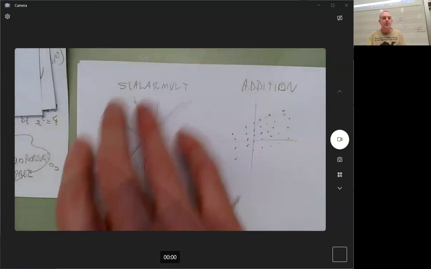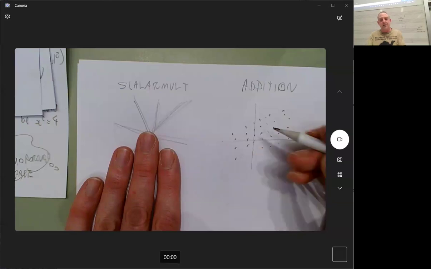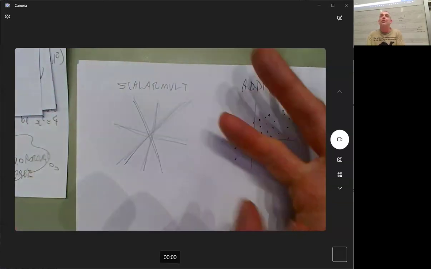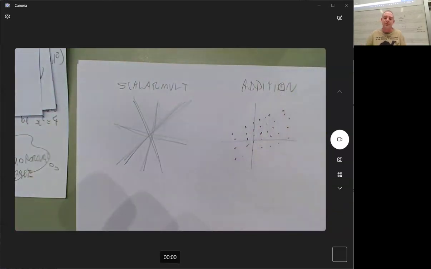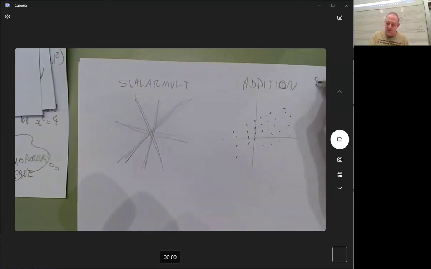Things that satisfy scalar multiplication tend to look like stars. And if you want to do the stars that go with every point in the grid, you'll fill out all the rest of space. And so just in case you were wondering. All right. We're doing okay. So that is what subspaces look like.